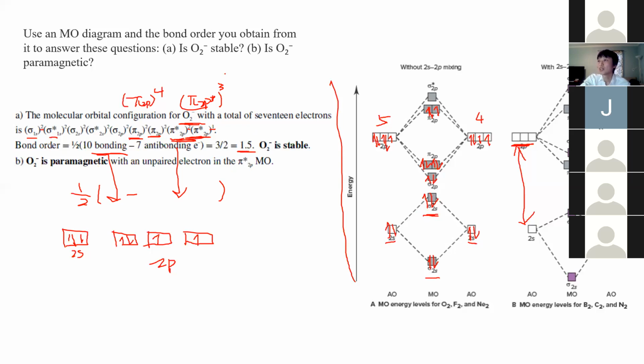To determine whether it's stable or not, as long as it's not 0, it is stable. If it's 0, it's not stable. For example, diatomic inert gases are unstable because their bond orders are 0. To determine whether it's paramagnetic or diamagnetic, if you have one single electron in any of these molecular orbitals, it will be paramagnetic. If all the electrons are paired up, that will be diamagnetic.